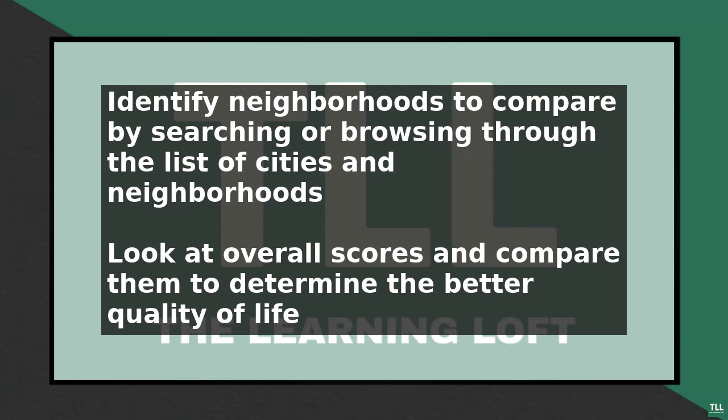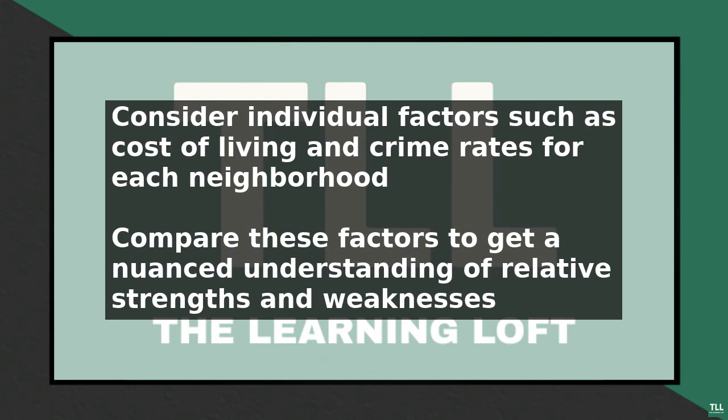Next, consider the individual factors that make up the overall score. Best Places provides detailed information on cost of living, crime rates, education, and other factors for each neighborhood. Compare these factors across the neighborhoods you are interested in to get a more nuanced understanding of their relative strengths and weaknesses. For example, if you are comparing two neighborhoods with similar overall scores, you may find that one has a lower cost of living but a higher crime rate.